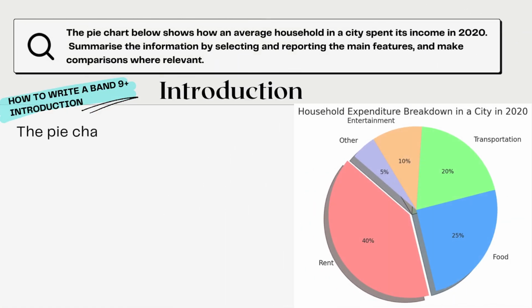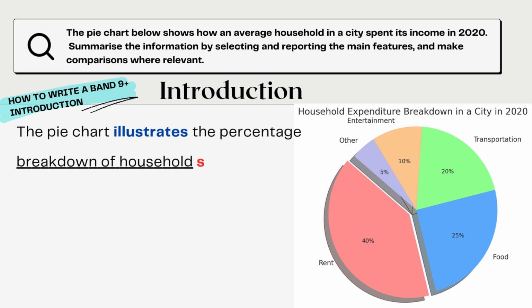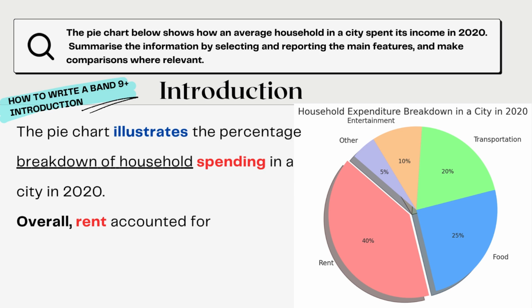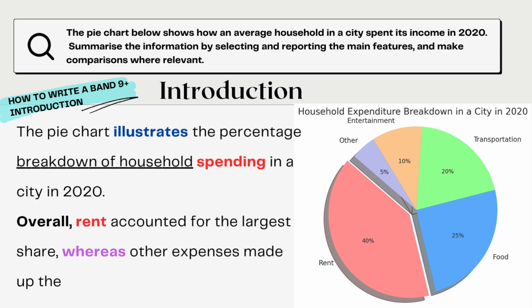Let's begin with it. Now, the pie chart illustrates the percentage breakdown of household spending in a city in 2020. Overall, the rent accounted for the largest share, whereas other expenses made up the smallest proportion. Now, instead of share, we have used proportion, whereas is the connector, and I have used rent, and instead of shows I have used illustrates.